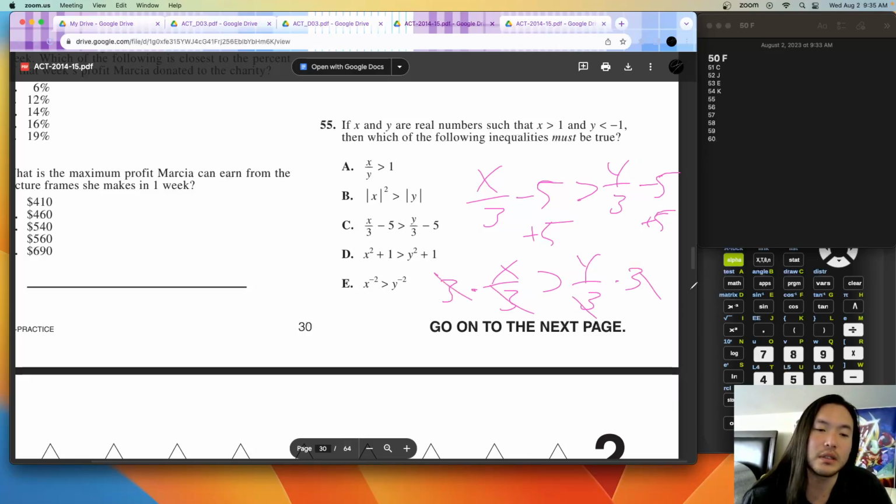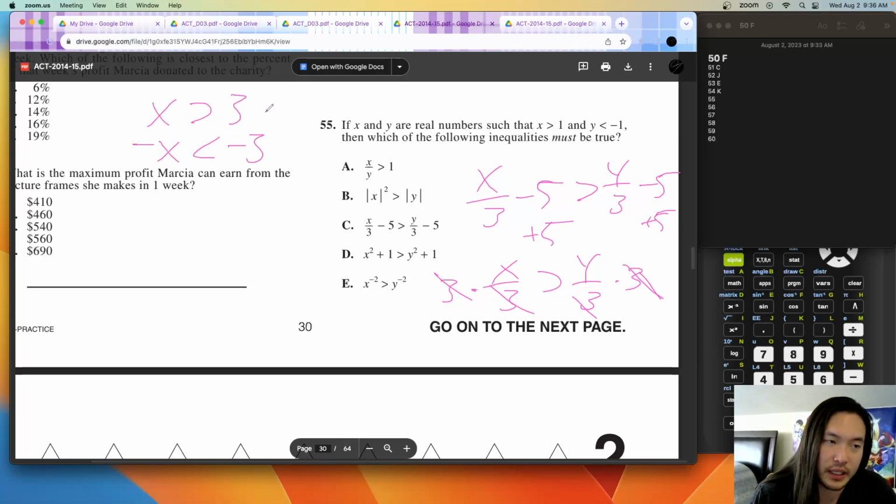In general, you can treat inequalities exactly like equations. The one thing you've got to watch out for is if you multiply or divide by a negative number, you need to switch the symbol, right? For example, if you have x is greater than 3, then negative x is less than -3. If I multiply both sides by -1, I have to flip the sign.